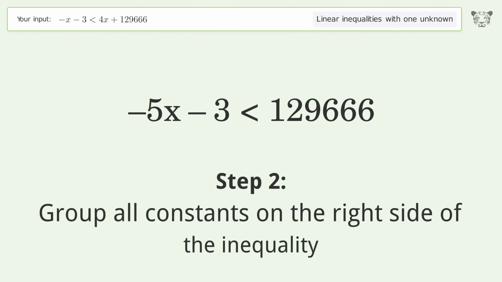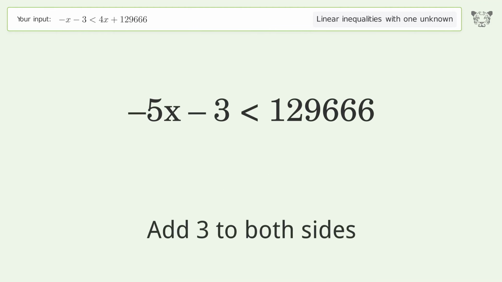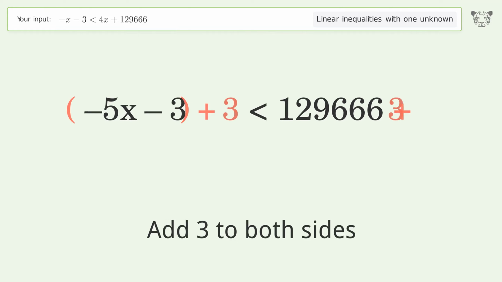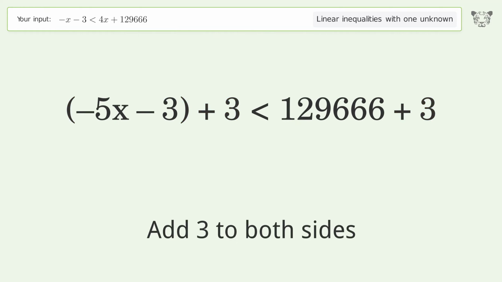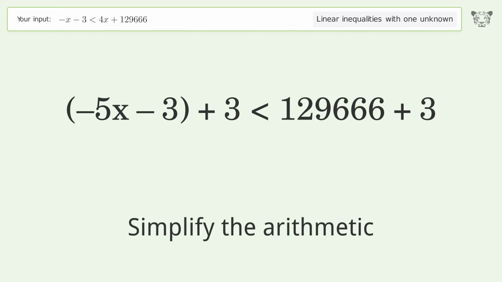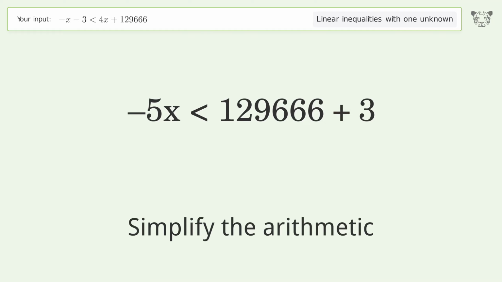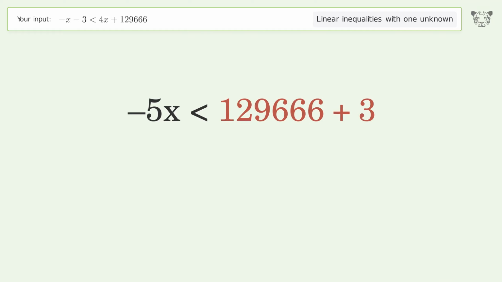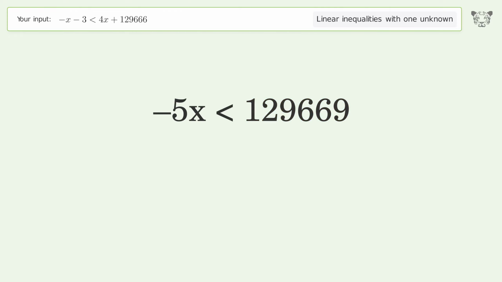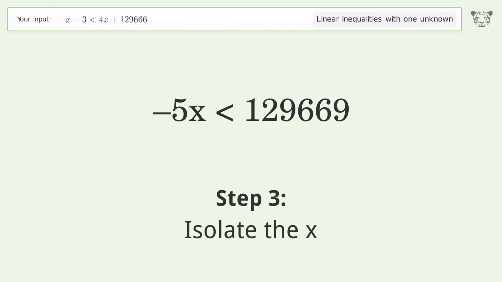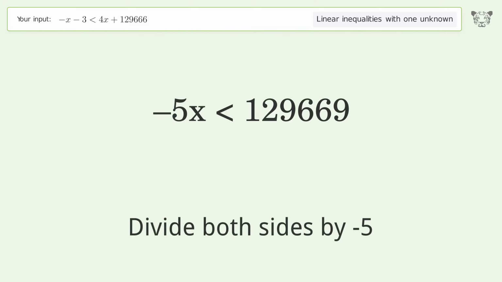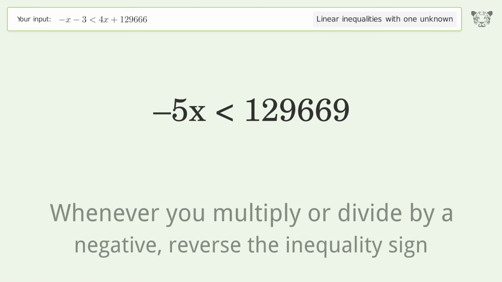Group all constants on the right side of the inequality. Add 3 to both sides. Simplify the arithmetic. Isolate the x. Divide both sides by negative 5. Whenever you multiply or divide by a negative, reverse the inequality sign.